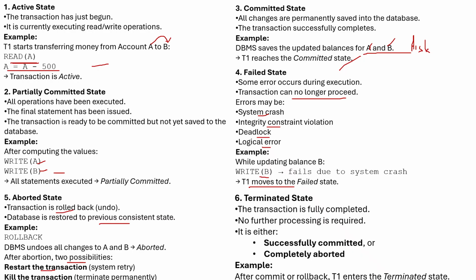After abortion it can go for termination, or after successful completion it can also go for termination. So it is either successfully completed or completely aborted. The transaction T1 will enter the terminated state. So this is the example for the transaction states.